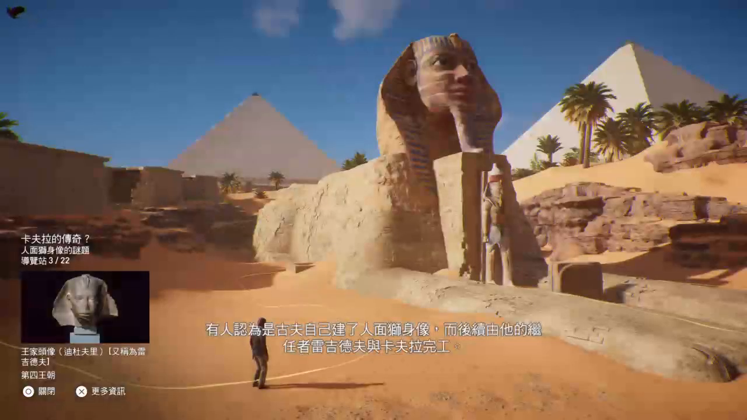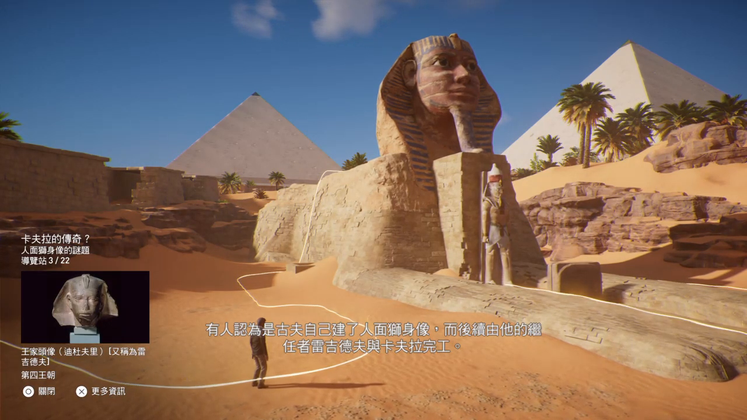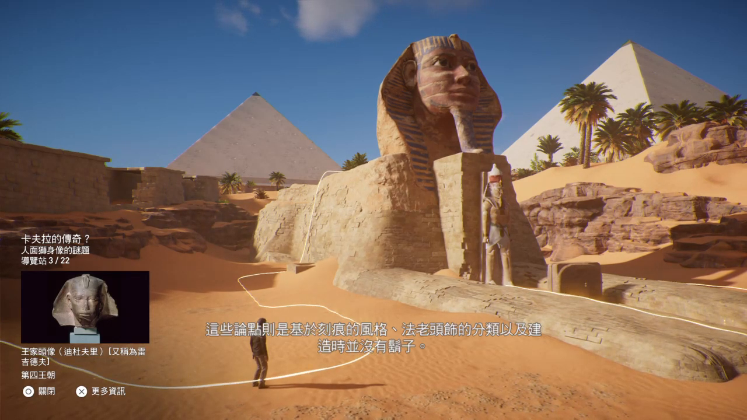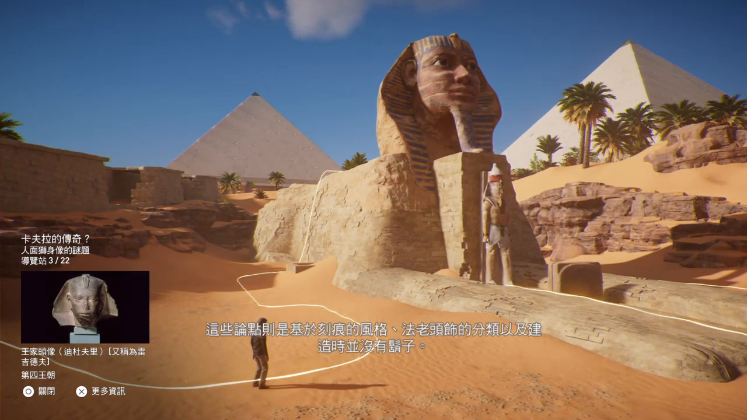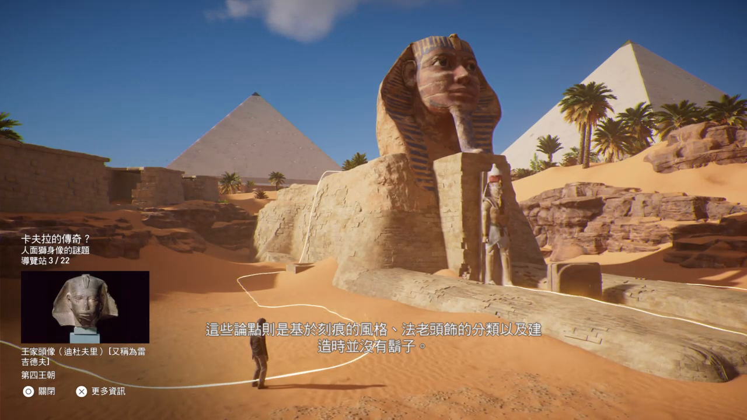Some believe that Khufu himself built the Sphinx, which was later finished under his successors, Jedefre and Khafre. These arguments are based on the stylistics of the engraving, the typology of the nemes, and the absence of a beard at the time of construction.